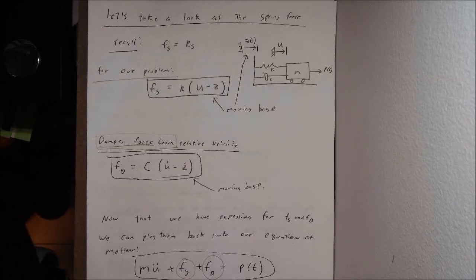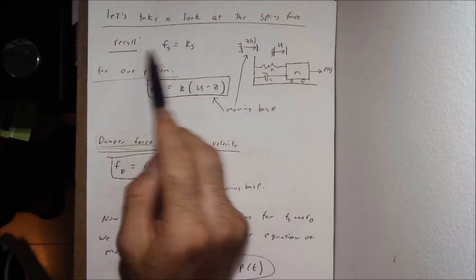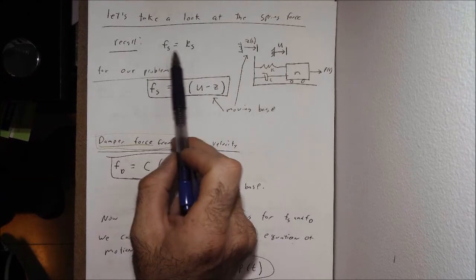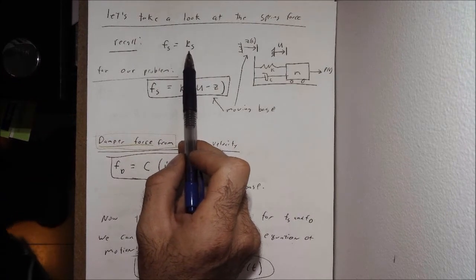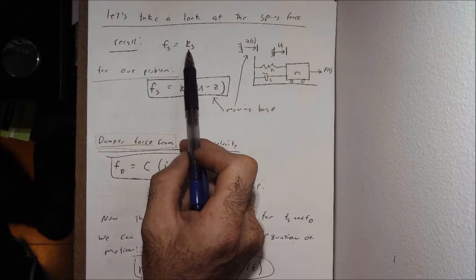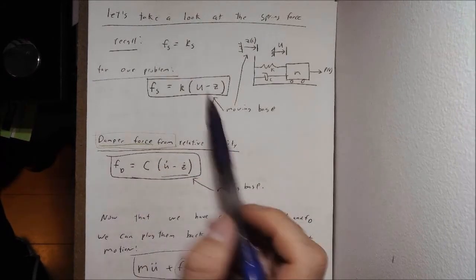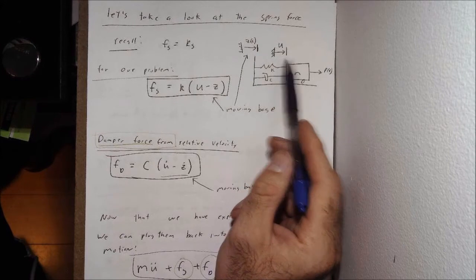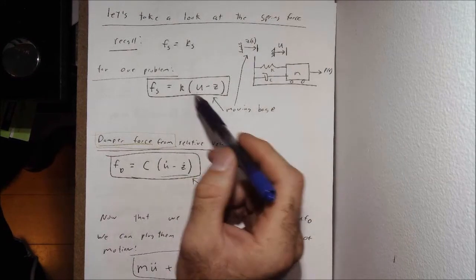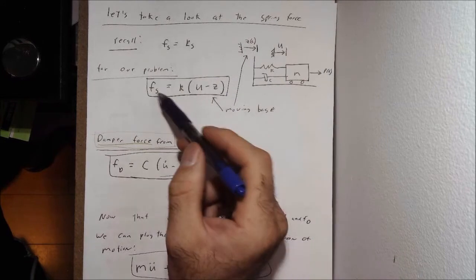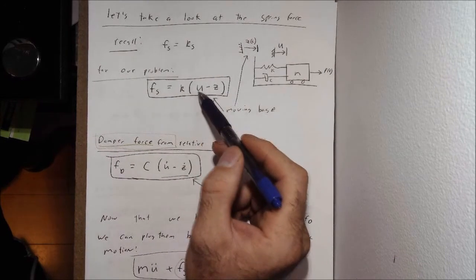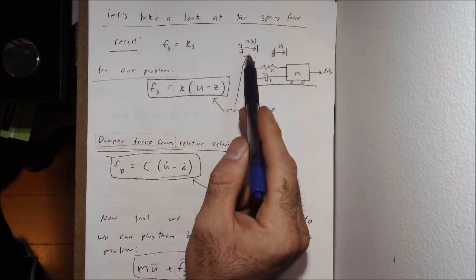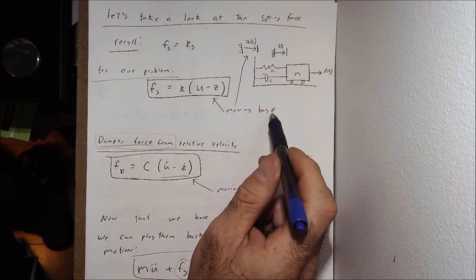So the next thing we want to do is take a look at our spring force. Recall that we have F of S equal to k sub s u for our general equation for a spring force. We want to relate it to our problem here where we have a moving base. If we have a moving base here, the base moves this distance, z of t, and our mass moves this distance over here, u. So F of S is equal to k times u minus z, our u minus our z here. And again, this is because we have that moving base.